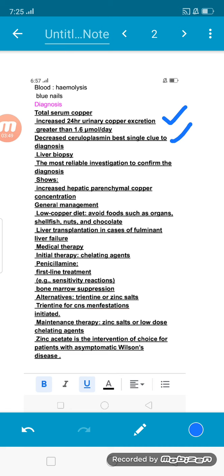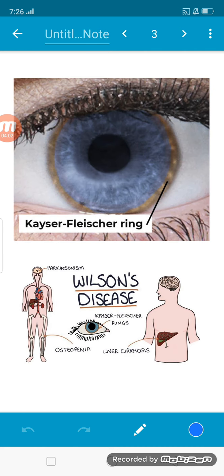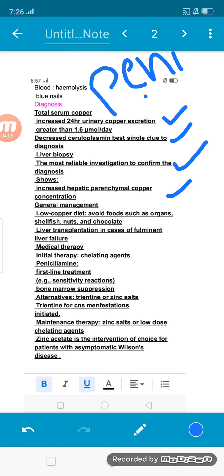The liver biopsy, however, can be a sensitive test to diagnose it. It can tell you of an increased hepatic parenchymal copper concentration. But I feel that the most accurate test is the penicillamine challenge test. Remember, penicillamine is a chelating agent which is given to the patient, and then we look for the copper level. If the copper is excreted more in the urine, it tells you that there is a problem in the copper binding protein. So the penicillamine challenge test is the most accurate test. You can do an MRI to look for deposition in the basal ganglia.